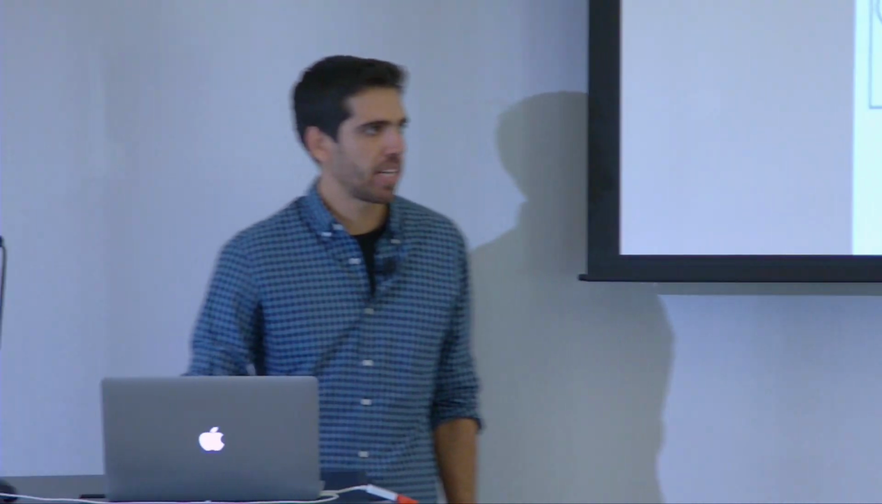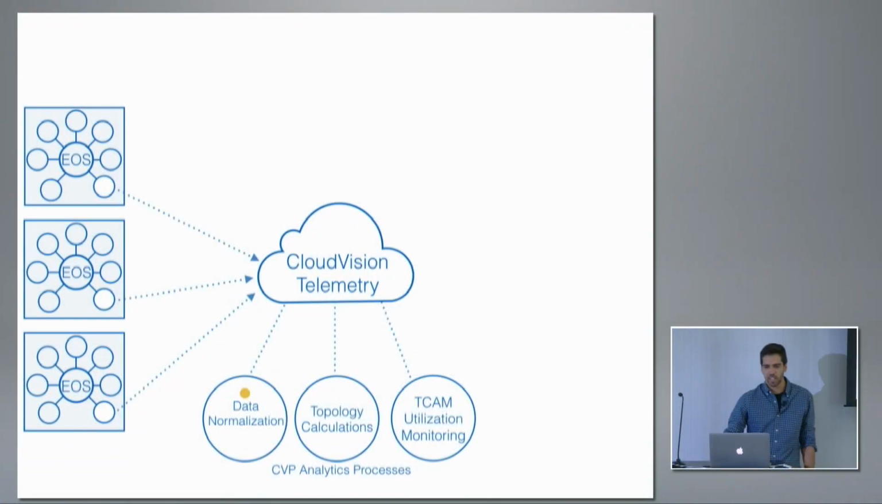So the state updates look kind of like they do for the rest of EOS. When an update comes into CloudVision, it'll then push it out to anybody who cares about this update. So this data normalization turbine will subscribe to a certain path, maybe the BGP peers. And when a BGP peer changes, it'll normalize that state, and then put it back into CloudVision Telemetry.